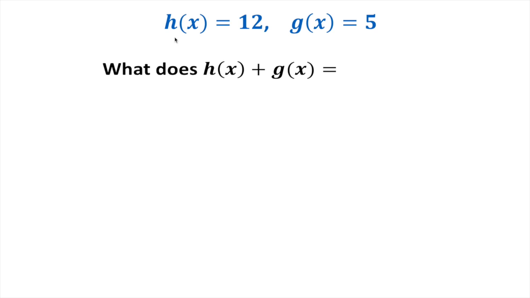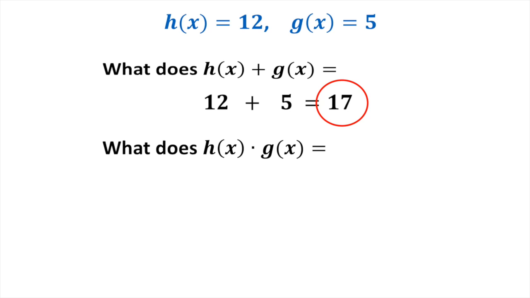If I said that this function h of x, remember that we say these h of x, this is not h times x, but this is just kind of a notation for functions. If h of x equals 12 and g of x equals 5, well, what does h of x plus g of x equal? We're going to use the same process that we just did, so that's going to be our 12 plus 5, which is 17.